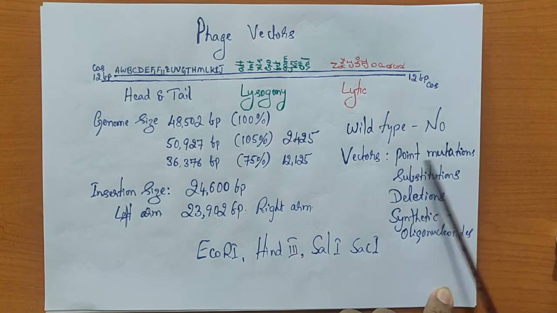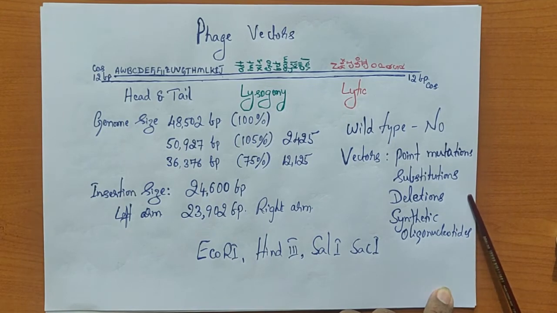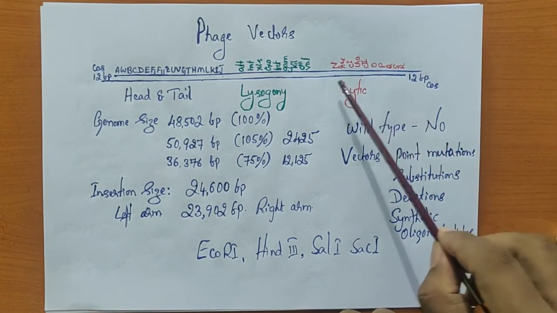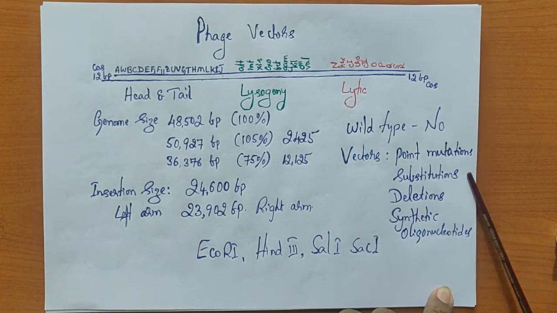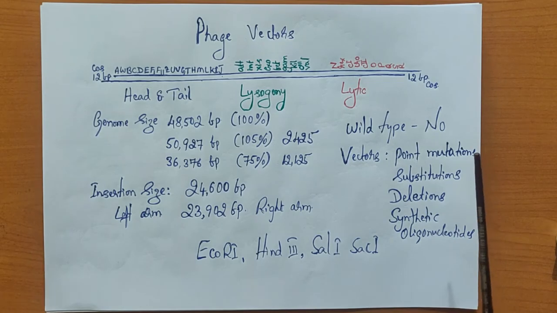They did it using point mutations, substitutions, deletions, and in the later stages they also incorporated some synthetic oligonucleotides so that they can create a critical restriction site. The common restriction sites used in phage vectors are EcoRI, HindIII, SalI as well as SacI. So now you have an idea of how phage vectors are designed.